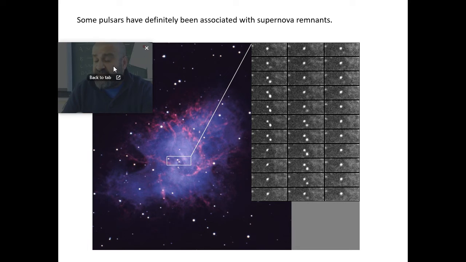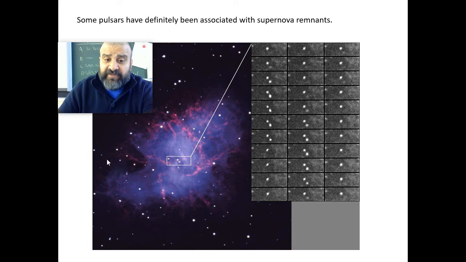Pulsars have been associated with the remnants of supernovae. Here we can see the blown off shell of a star that exploded outwards, but at the core there's a remnant. One of these is a star in the background, and the other is the pulsar.